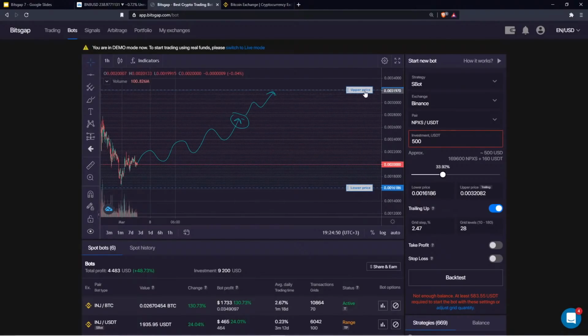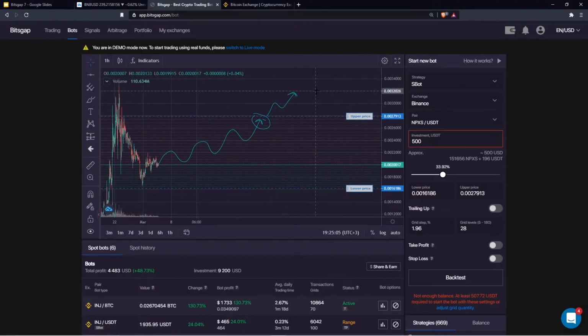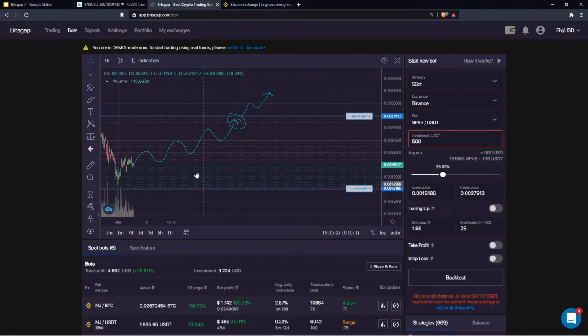Whereas if you don't have the trailing up enabled, it's not on, then in this case, if the price breaches the upper price and goes higher, you're just going to miss this rally and you're just going to stick with your orders in this area, and that's it.